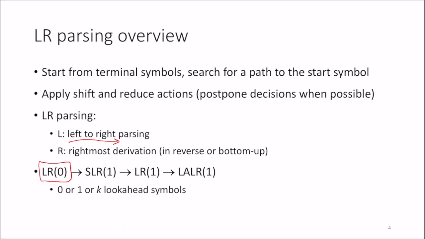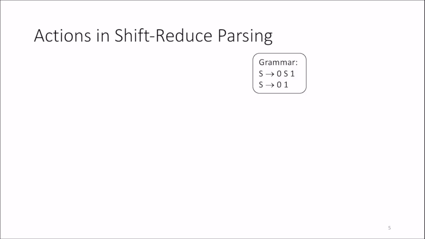The actions in shift reduce parsing involve some notation. So we know what to do when you shift and reduce. So far, we're quite familiar with this by now, but we are not yet familiar with the notation that we use to describe the parsing algorithm. So let's assume that I have a grammar, and this grammar has two production rules: S goes to 0S1, and S goes to 01.